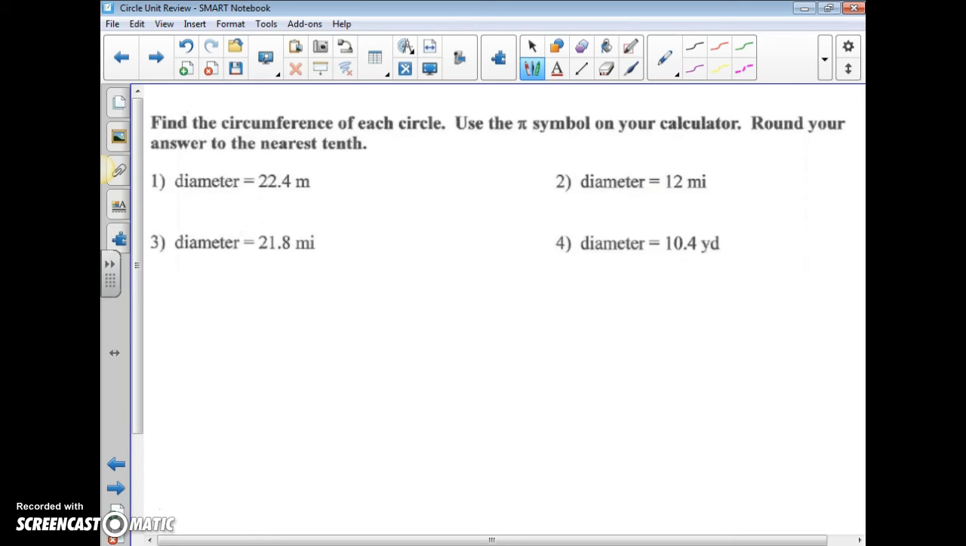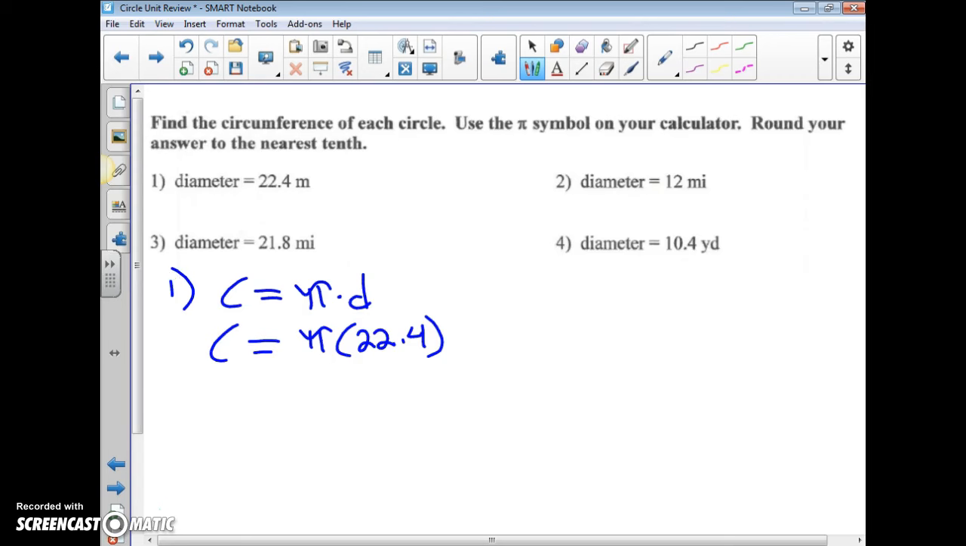So looking at number 1, I know to find the circumference, I'm going to use pi times the diameter. And number 1, they give me the diameter 22.4. So all I've got to do is plug this in. So I've got pi times 22.4 being the diameter.